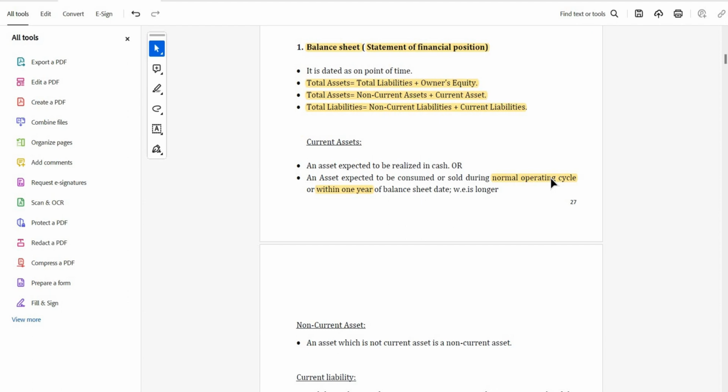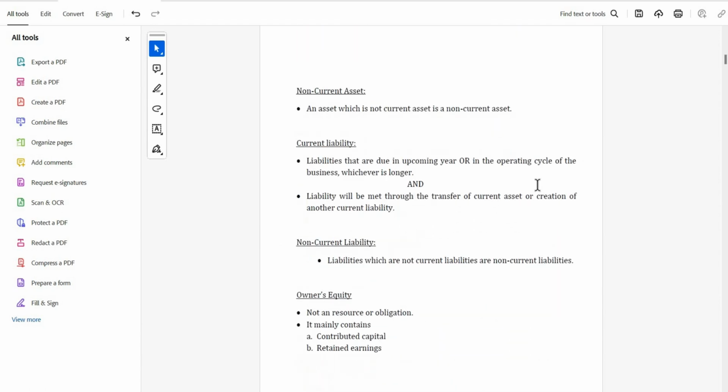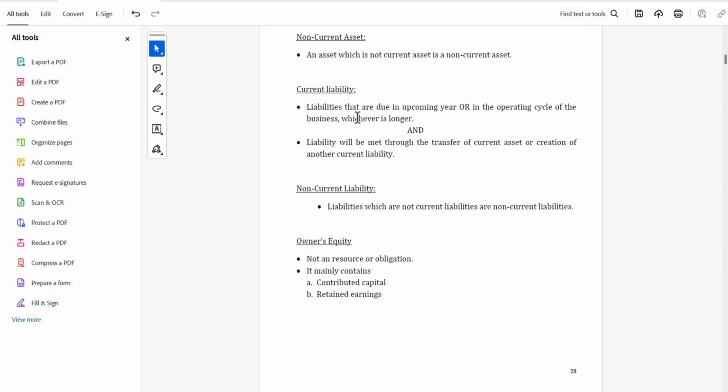For the farming industry the operating cycle is 2 to 3 months. So if it can be sold within 3 months, we will categorize it as current asset, and if the farming goods are realized after 3 years, then we will categorize that as non-current asset. So that is for operating cycle. What do we mean by non-current asset? The asset which is not a current asset will be categorized as non-current asset automatically.